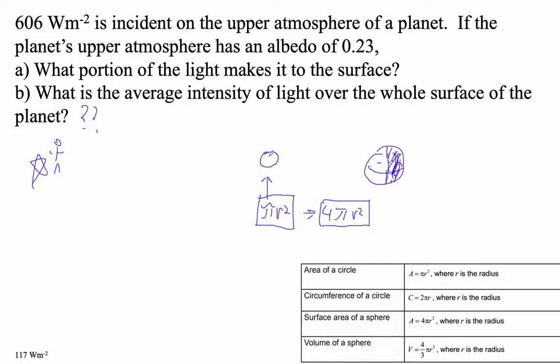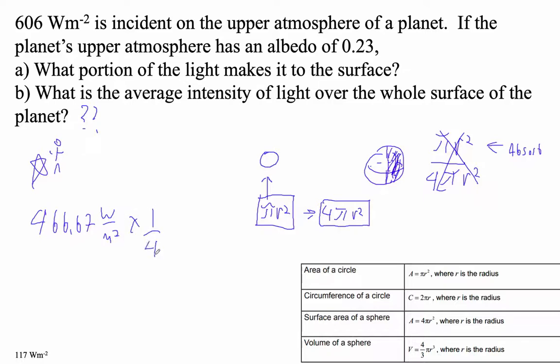Now, what's the ratio of the circle to the sphere? Well, it's exactly 1/4. So pi r squared, the area that we absorbed from, is distributed over 4 pi r squared. Notice that it's 1/4. So how do we do this? 466.67 was the watts per square meter that made it through the atmosphere times 1/4. That's fun, huh? So divided by 4, and I get 116.669.